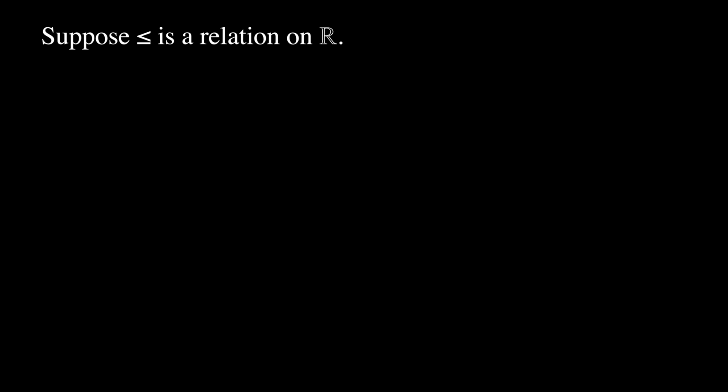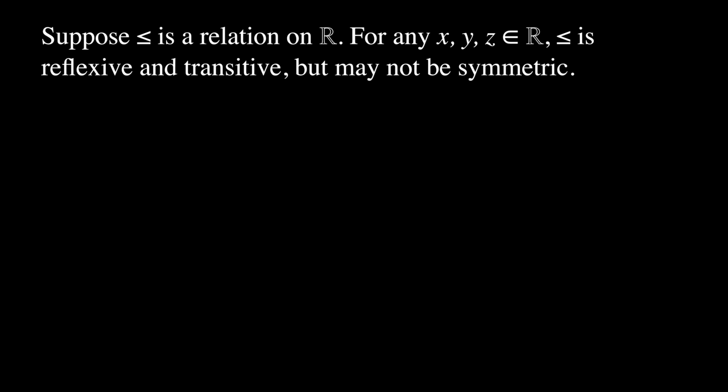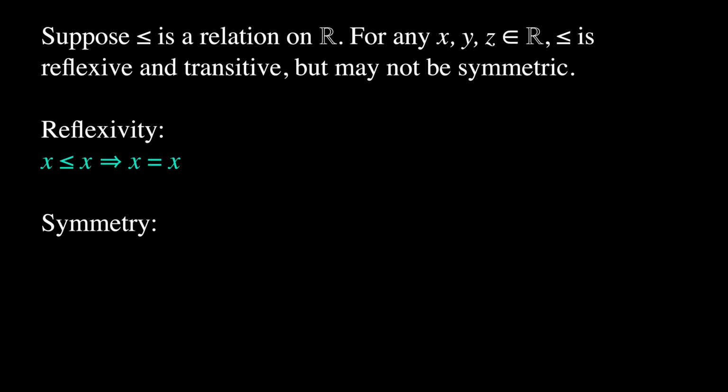Now, let's look at an example that is not an equivalence relation. Suppose the relation is less than or equal to, a relation on the set of real numbers. What we have is that for any x, y, z in R, less than or equal to is reflexive and transitive, but may not be symmetric. For reflexivity, we have x is less than or equal to x, which is of course true since x equals x. For symmetry, if x is less than or equal to y, then it is not necessarily true that y is less than or equal to x.